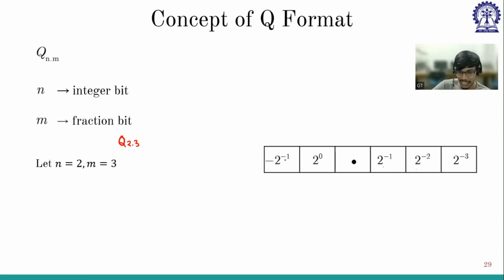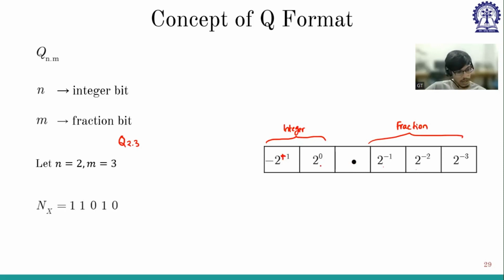If it is straight binary, then it will be plus. Sorry, this is plus 2 to the power 1. If it is 2's complement, we have minus over here. So these two are integer bits and these two are fractional bits. I am keeping this virtual dot for my ease. Now say nx is 11010. I have a dot here.